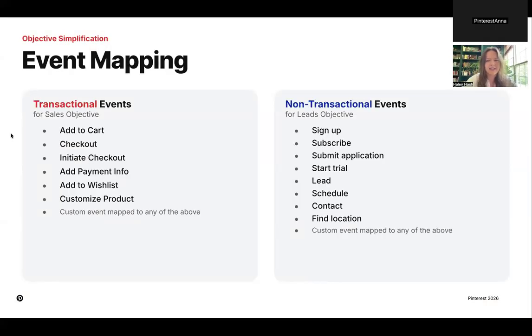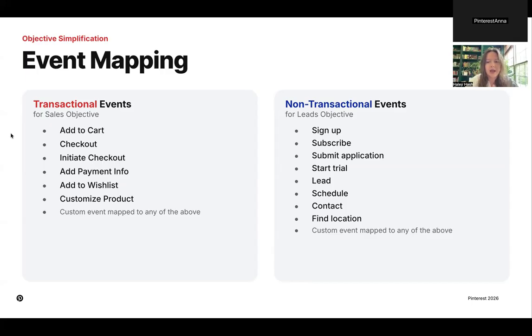All right, so on the last slide, we were talking about transactional and non-transactional events. In case anyone needs a quick refresher on what those are, and which event would belong in which category, this looks like a long list, but it is actually really intuitive. So on the left, we have the transactional events. If an event indicates that a user is completing a purchase or moving through the checkout flow, like add to cart or add payment info, that will map directly to the sales objective.